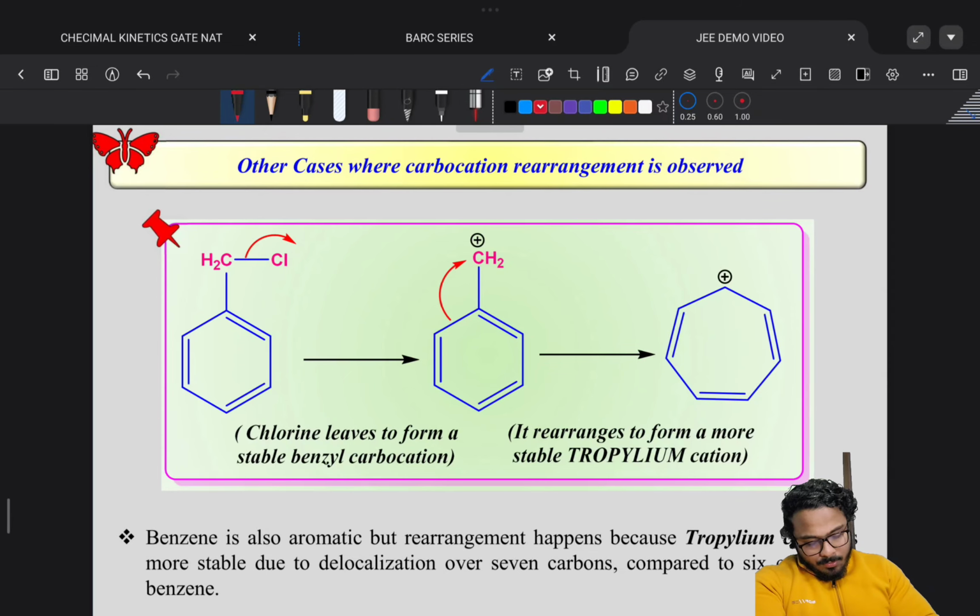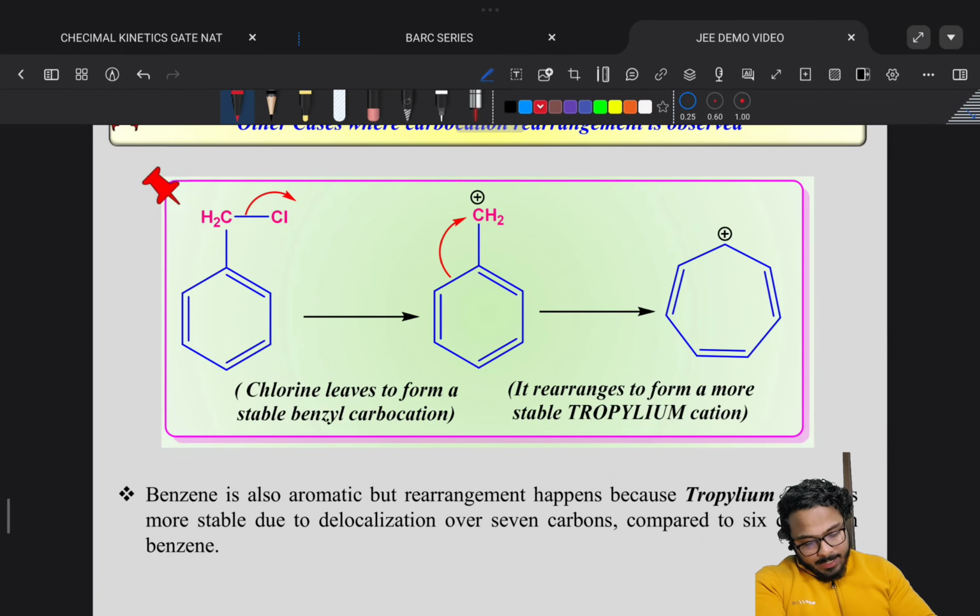Okay, this is one important case. This is also a rearrangement. As you can see, this is a benzylic carbocation, this is a benzylic carbocation. After shifting, this will be tropylium. This is the tropylium cation. Please remember this name. This is the tropylium cation, it's very, very important.